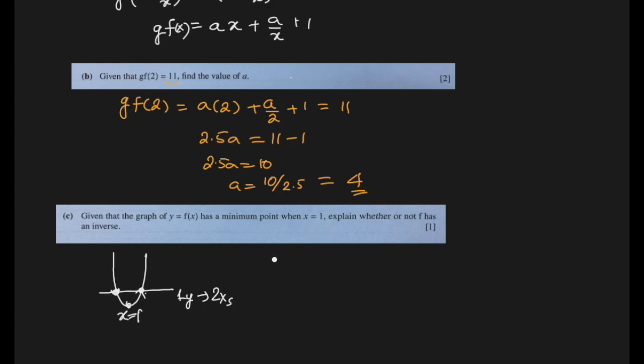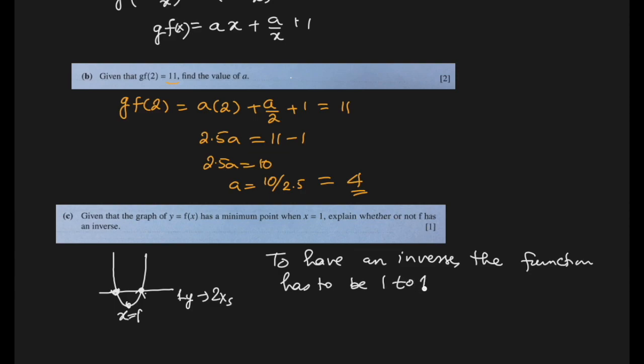So to have an inverse, the function has to be 1 to 1. Meaning one x should have one y, right? And that is not the case here. So that's why there is no inverse for f(x). Okay? What next?